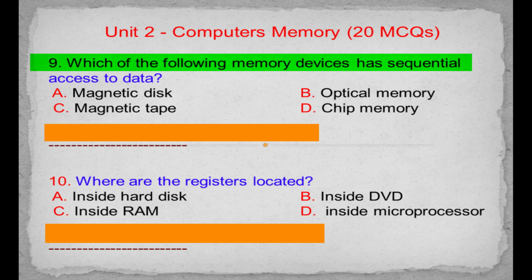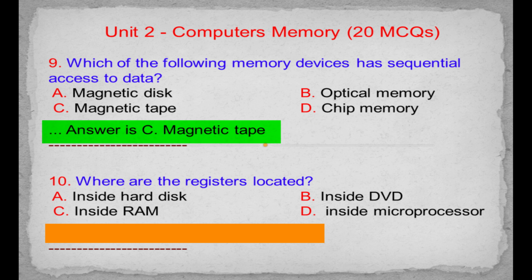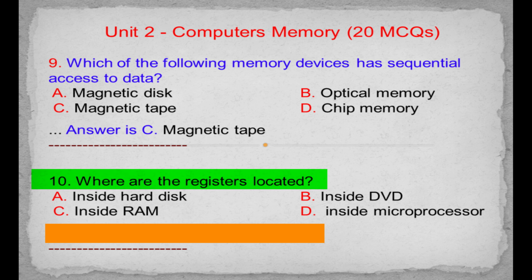MCQs number 9. Which of the following memory devices has sequential access to data? Option A. Magnetic disk. Option B. Optical memory. Option C. Magnetic tape. Option D. Chip memory. Correct answer is option C. Magnetic tape.